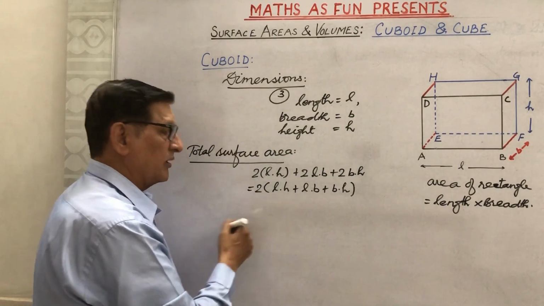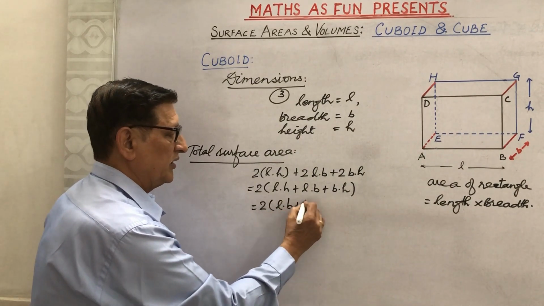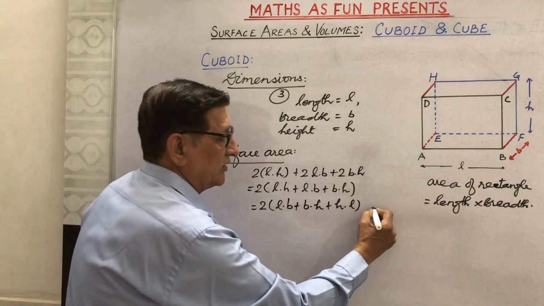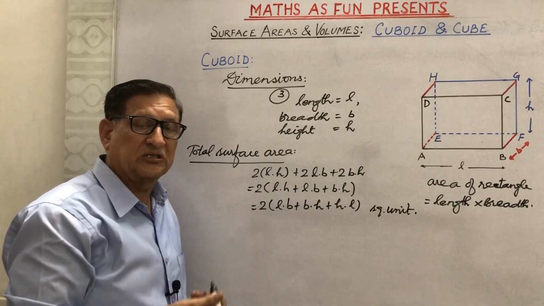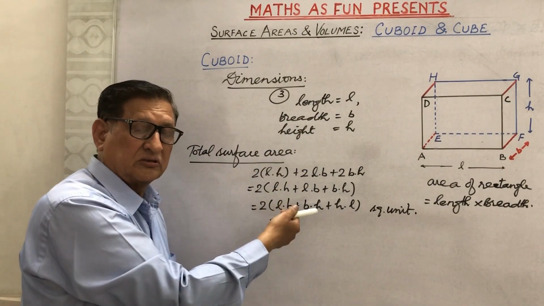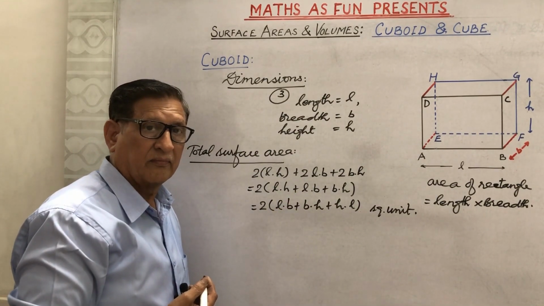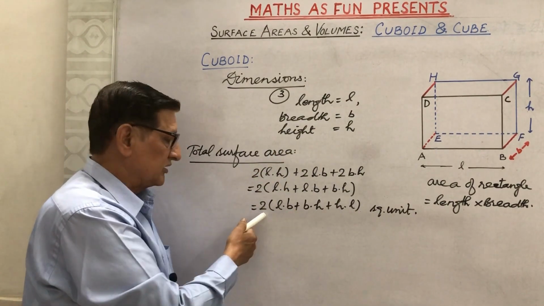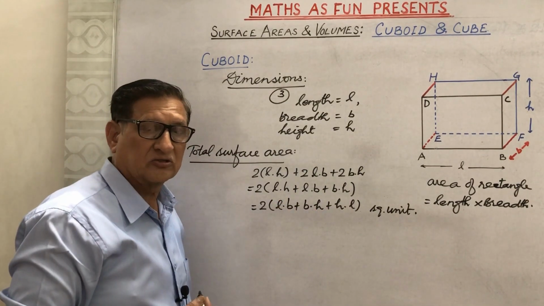To make it easy to remember, we write them in a sequence. We can write this as 2 into L into B plus B into H plus H into L, and that will be in square units. If the dimensions are in centimeters, this will be centimeter square, and if the dimensions are in meters, that will be square meter, and so on. So the formula for total surface area is 2 into L into B plus B into H plus H into L square units.